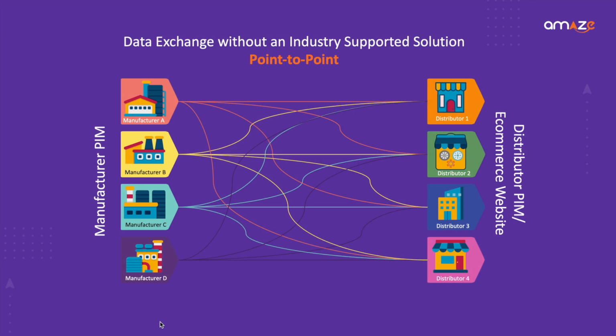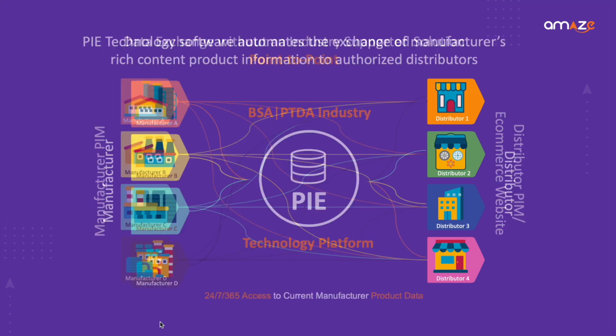So today, a data exchange without an industry-supported solution is point-to-point. So here on the left-hand side, the manufacturers are sending to multiple distributors. A lot of work is being done. Each distributor sometimes wants a different assortment of products, maybe different attributes, maybe different file formats are being used. And the distributors are counting on the manufacturer to do this effort in a timely manner.